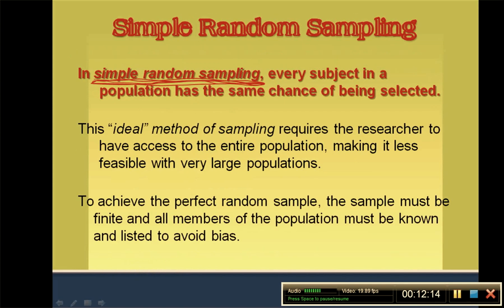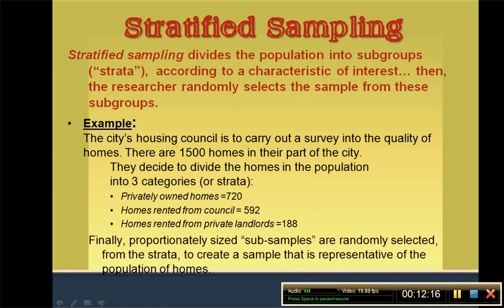In stratified sampling, this would be where the researcher divides the population into subgroups according to a characteristic or an attribute of interest in your research question. Then you would randomly select a certain number of people to sample from these subgroups. So you're not sampling the whole strata. You're sampling a certain, pre-decided number from each strata.